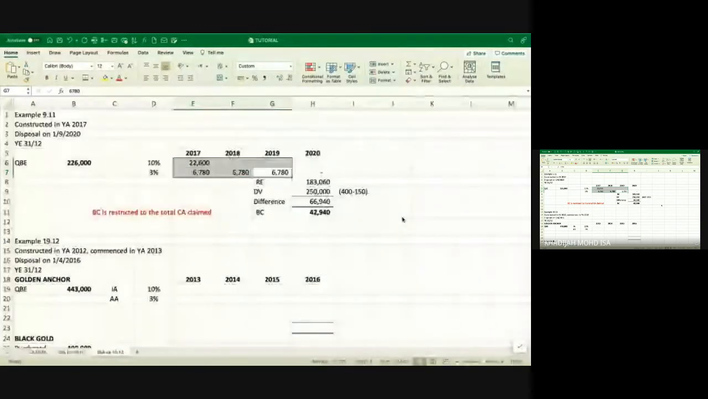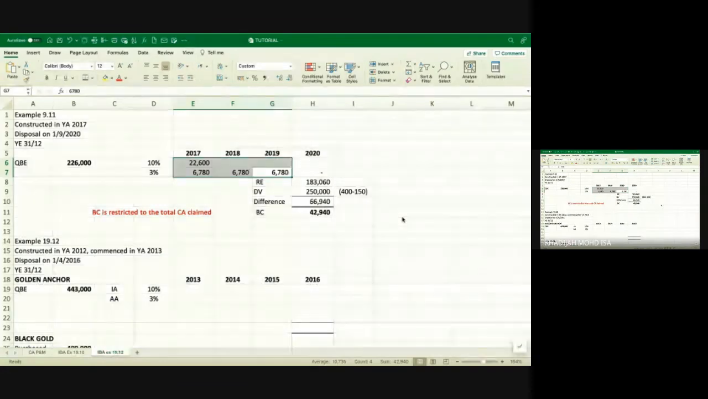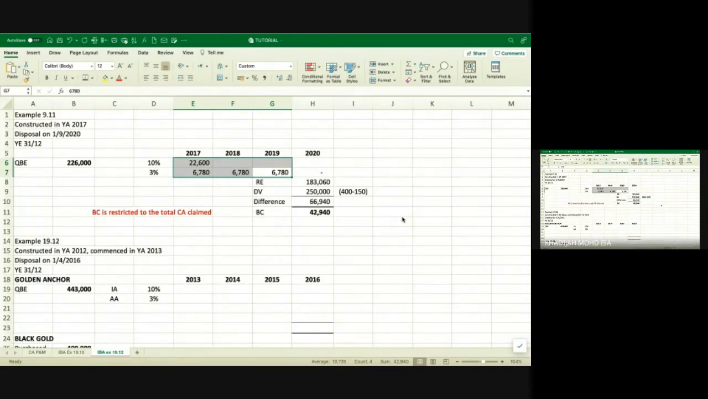So that's why you have to be aware of the rules available. If you're not aware, you're going to say, oh, my balancing charge is 66,000. Then you submit your tax return, and only later you say, oh, I did it wrong, I want to revise.